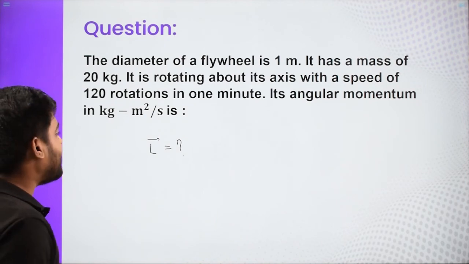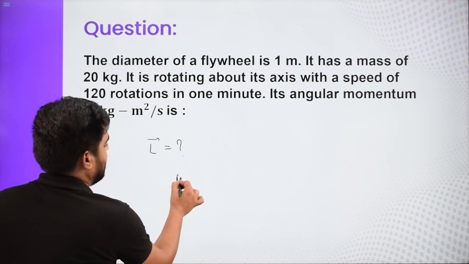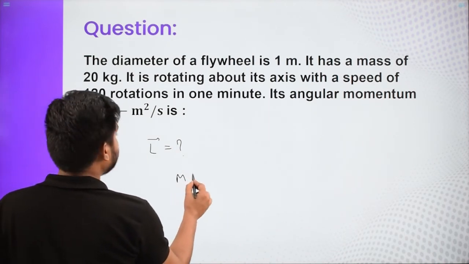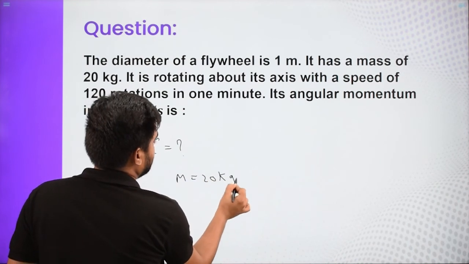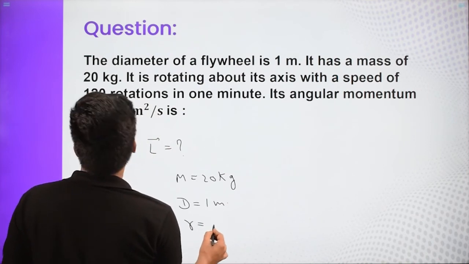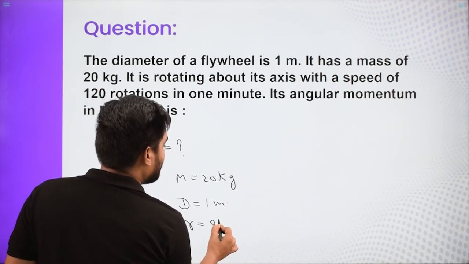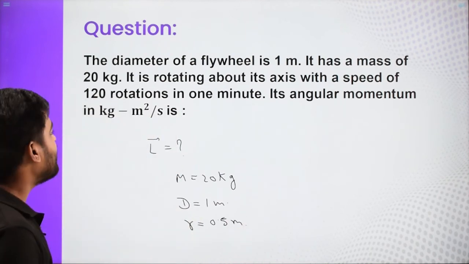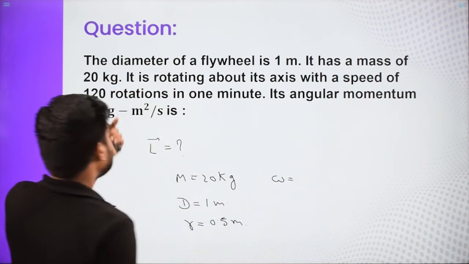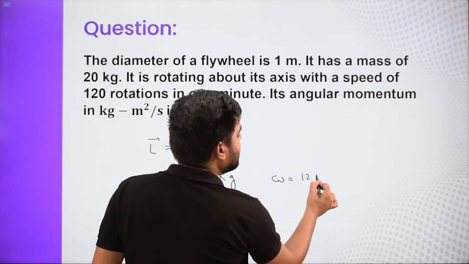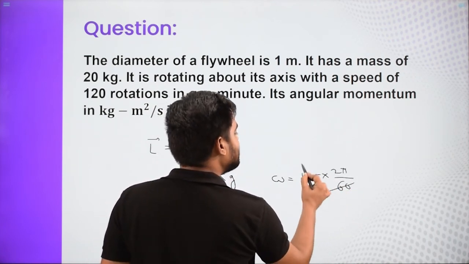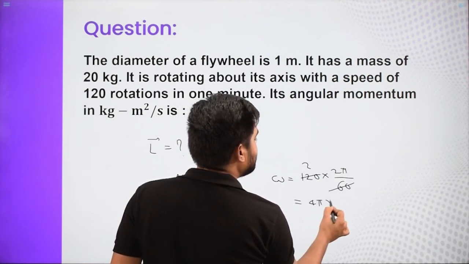Now to get the L vector, I have mass, and the diameter of this flywheel is given as 1 meter. So mass is basically 20 kg. The diameter is 1 meter, so we can get the radius. Radius is half meter or 0.5 meter. And omega is also given, 120 rotations in 1 minute. So 120, each rotation is 2 pi radian, per minute, so that is 60 seconds. So we get 4 pi radian per second.